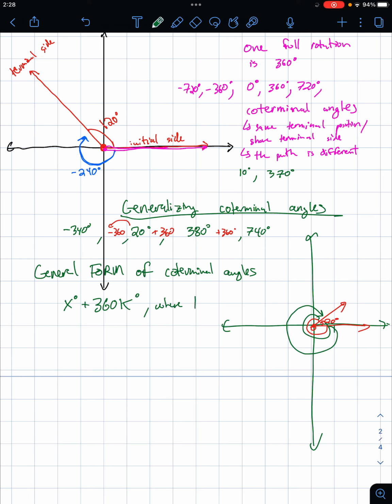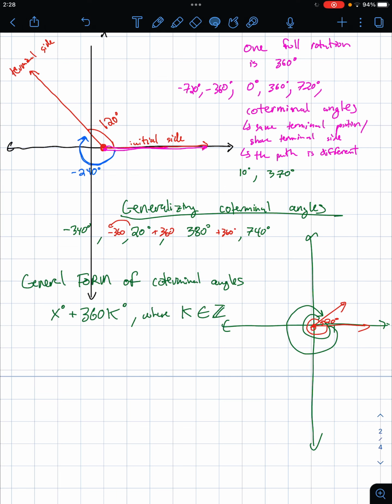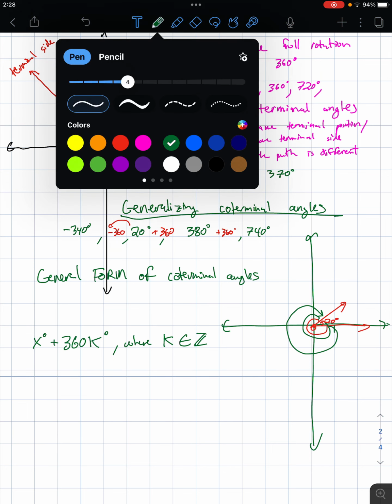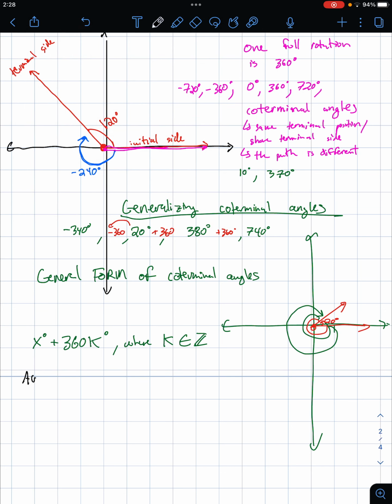Where k belongs to the subset of integers. So this right here means any angle x plus 360k, where k belongs to the set of integers. So that little z belongs to the set of integers.